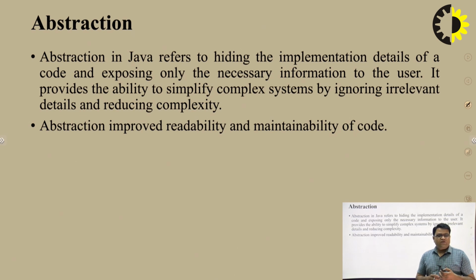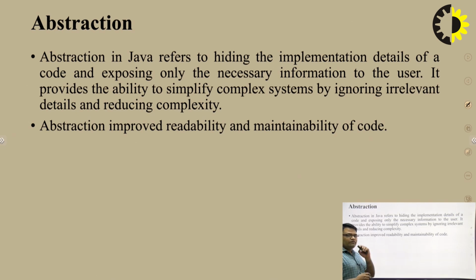Abstraction refers to hiding the implementation details of code and exposing only the necessary information to the user. It provides the ability to simplify a complex system by ignoring irrelevant details and reducing complexity. Abstraction improves readability and maintainability of the code.